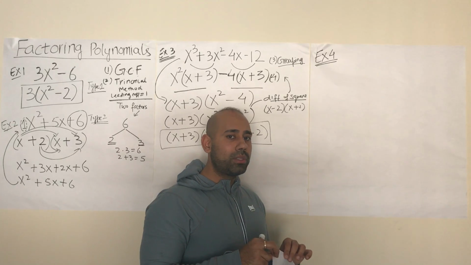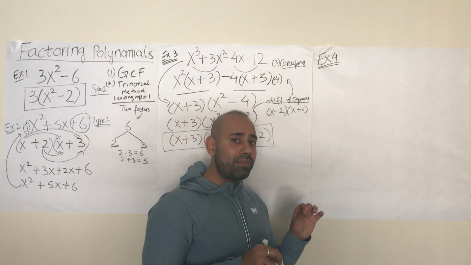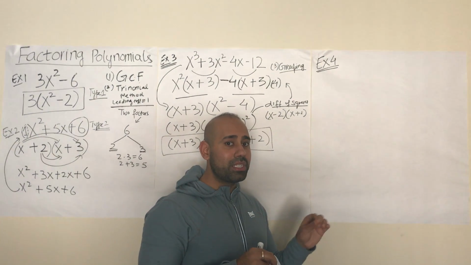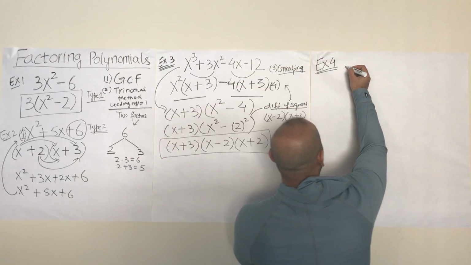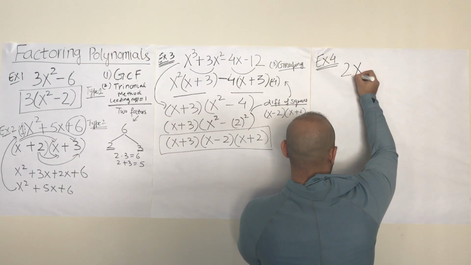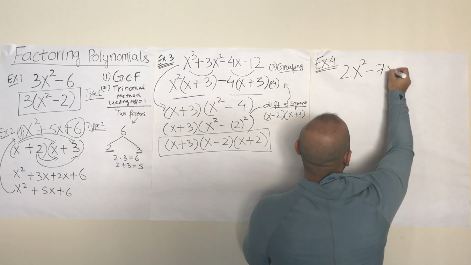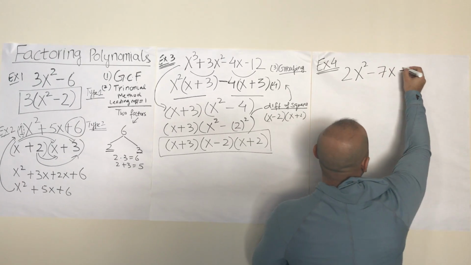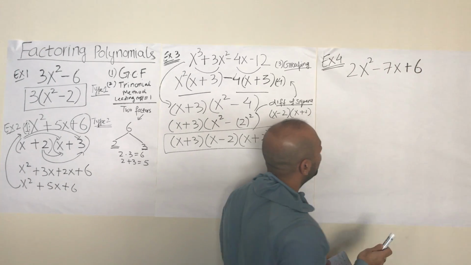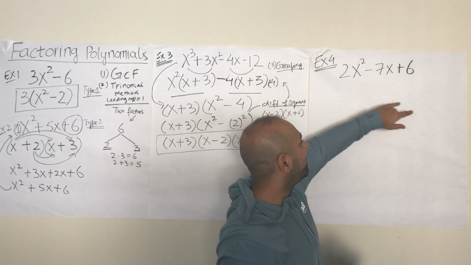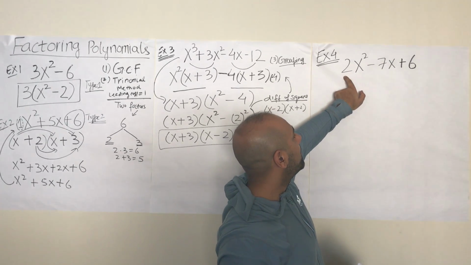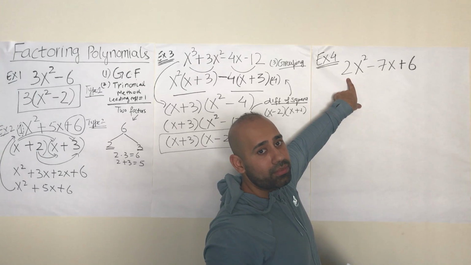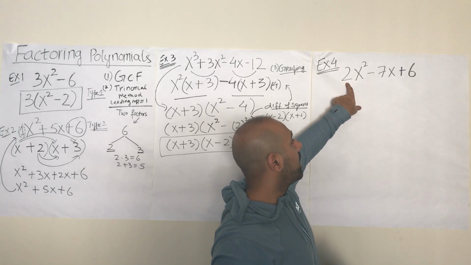Now we want to talk about the last type, which is when we have a trinomial when the leading coefficient is different than 1. So let us start with an example. I have an example here, 2x squared minus 7x plus 6. So we can clearly see that this is a trinomial. It has 3 terms, and the leading coefficient, the term in front of x squared, is different than 1. In this case, it's 2 actually.